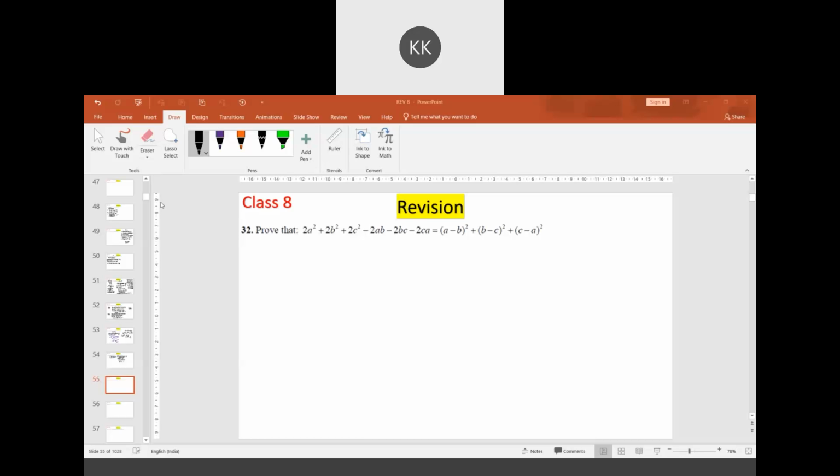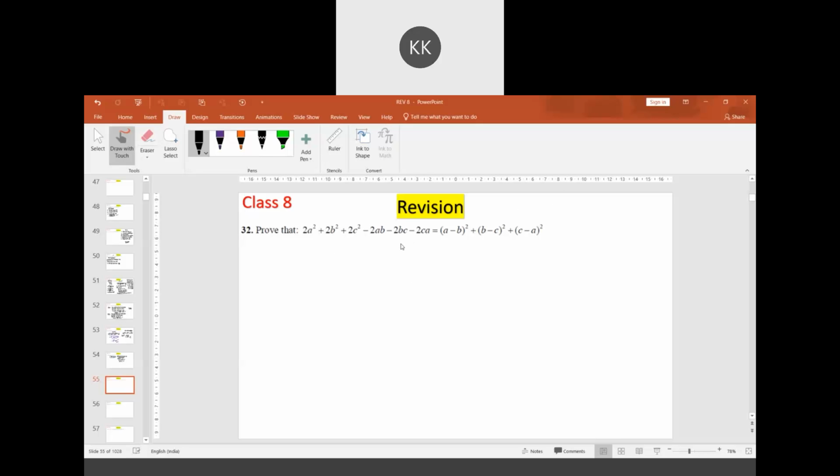Any doubts regarding the remaining questions, previous questions? Shall we start with this question now? Question number 32. Yes, sir. How do we prove that the left hand side and right hand side are equal?